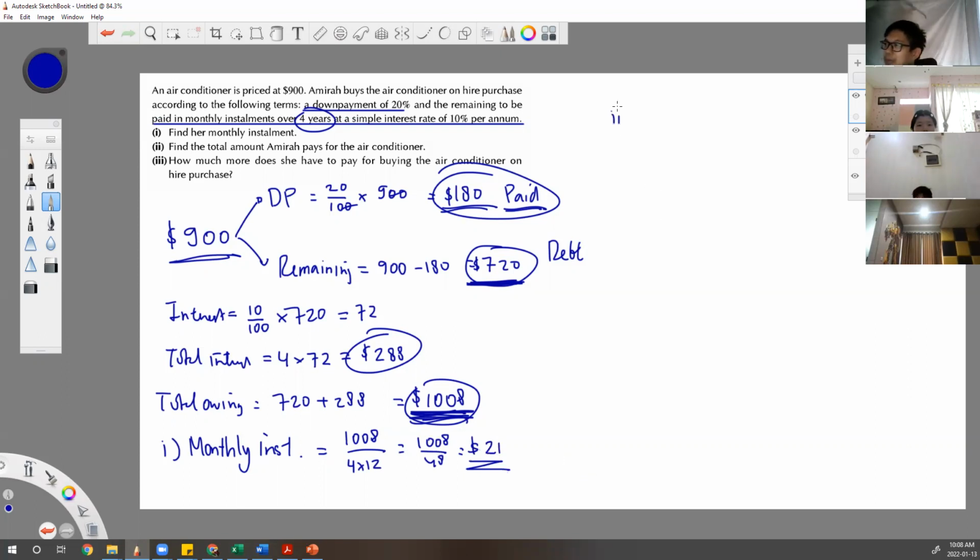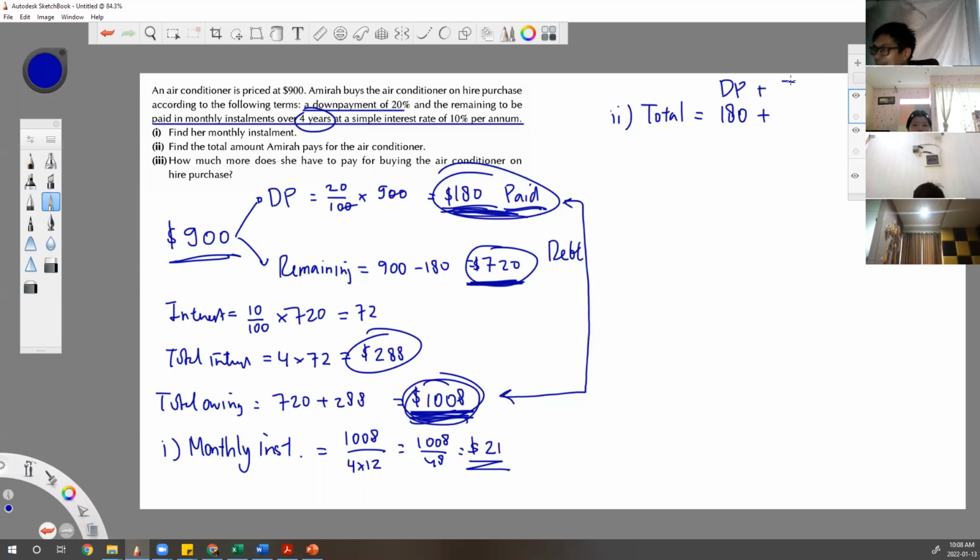Part 2. The total amount Amira pays for the air conditioner. Total payment-nya berapa? Ya udah yang pertama 180, right? Plus yang total owing. Ini yang ditambahin. Oke, yang udah dibayar di awal down payment plus total owing. So 1008. Gila jadi mahal banget ini. $1,188.